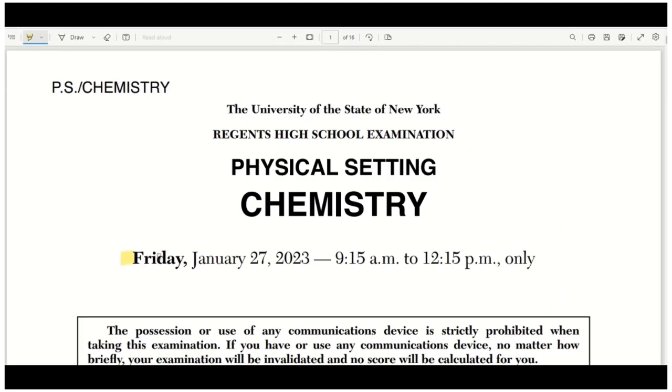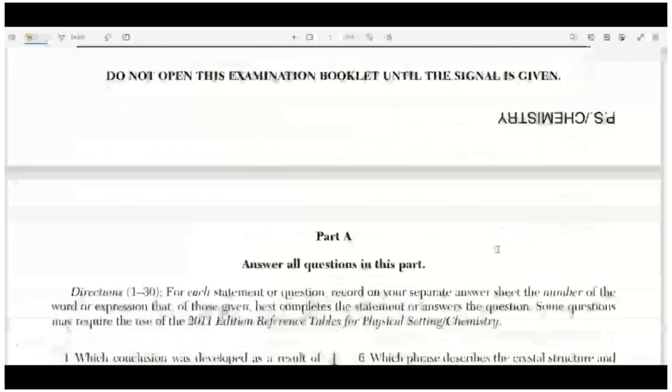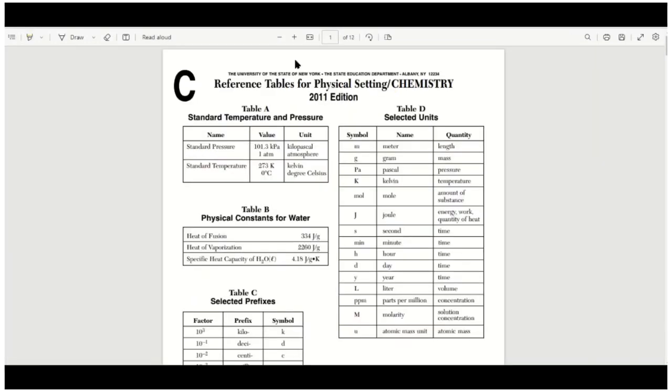All right, it is time to go through the January 2023 Regents chemistry exam. Here are the directions you see on the front of the exam booklet. Here is Part A. These are typically the most straightforward multiple choice questions. You will have a copy of the reference tables, the 2011 edition of the reference tables.